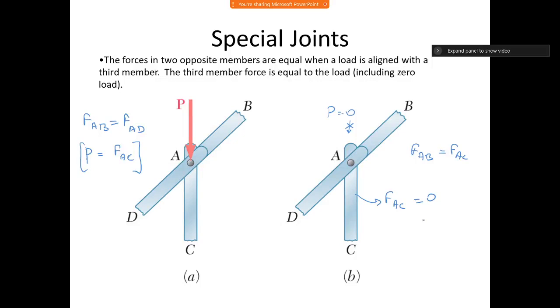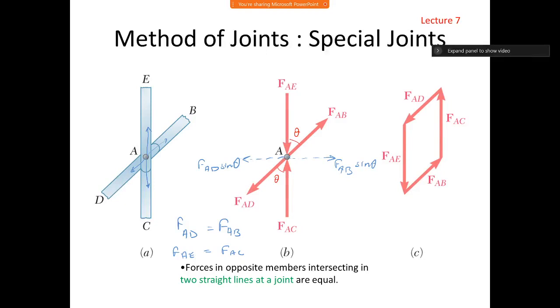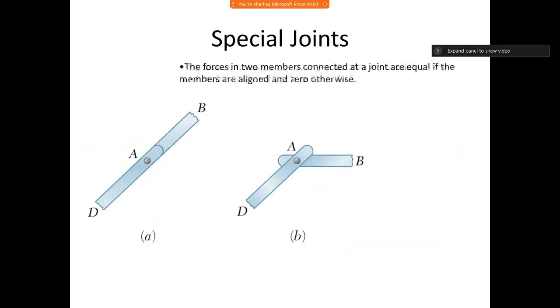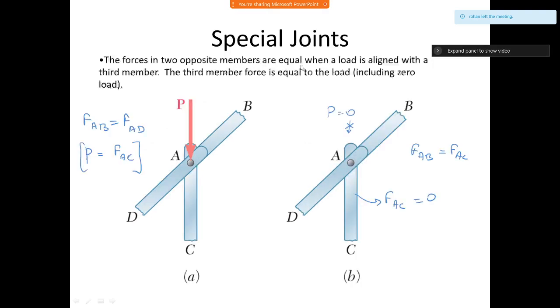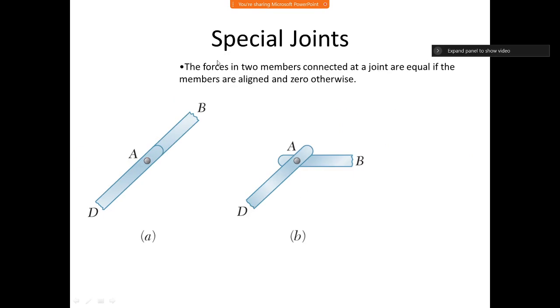So this is again a special joint, all taken from this main example. And then finally, if I remove one of the links from these three members, so that I have left only, let's say, FAD and FAB connected in a straight line, then we know that FAD will be equal to FAB in this case.